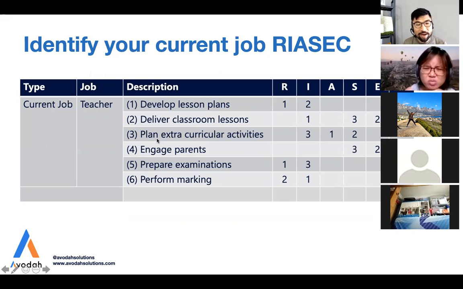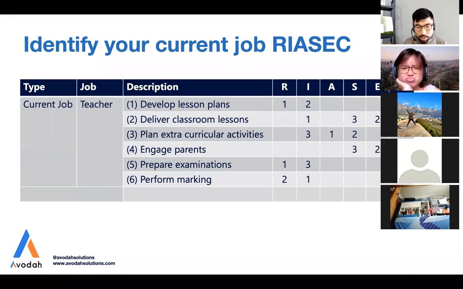Another example is planning ECAs, planning extracurricular activities. This time, I think it's a 3 for I, investigative, because you need to know what are some of the activities that will be useful for your students. Then you have a social element as the second highest, because you're talking to the students a lot about their extracurricular activities. You're helping them to improve, be it in sports or enrichment activities. And lastly, A, because perhaps you need certain creativity, certain autonomy and flexibility to execute some of these activities that you want to do.